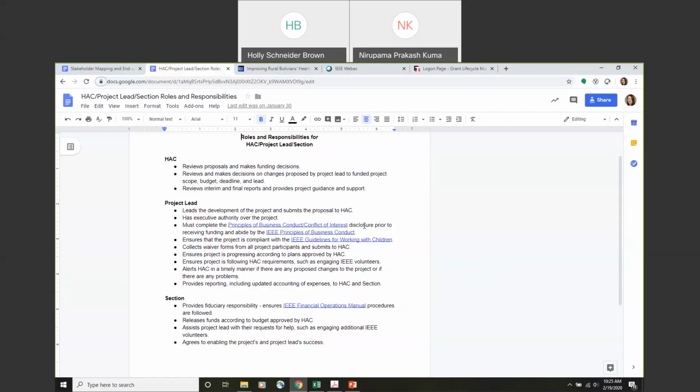If you're a section chair, be very clear that the project lead is getting this money because he or she put this proposal together. And if there are any issues seen where the section is keeping the money or not letting the project team function independently, then that will be something that HAC will take up with the appropriate authorities. Holly, anything else you want to elaborate on this?